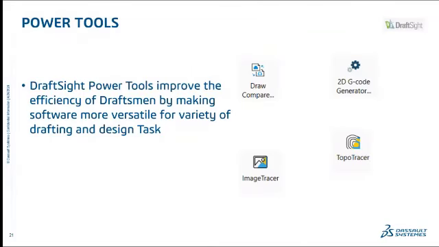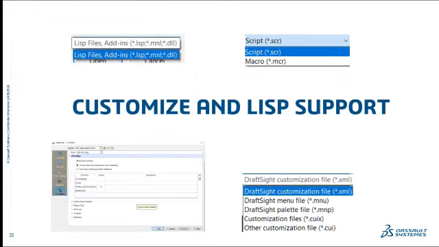So as we have gone through the power tools, we have seen the power tools which are available in the application, which is your drawing comparison tool, then your 2D G code generator, and the other one is your image tracer. So now next we'll be seeing the customize and LISP support in the application.